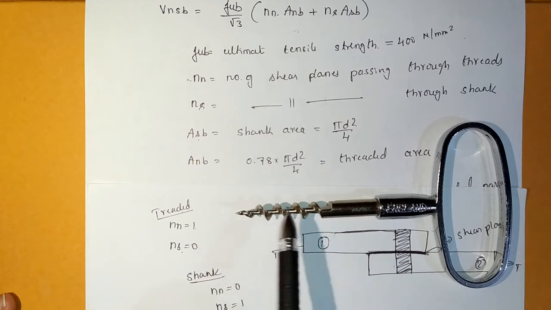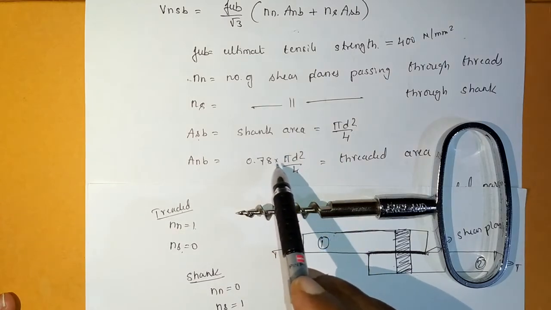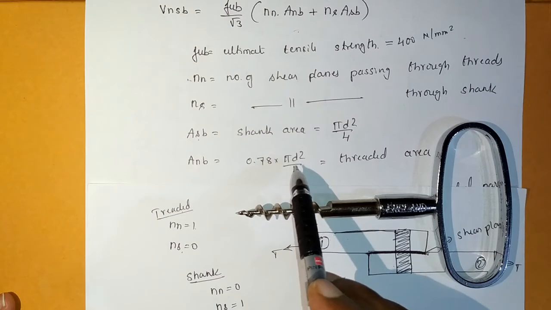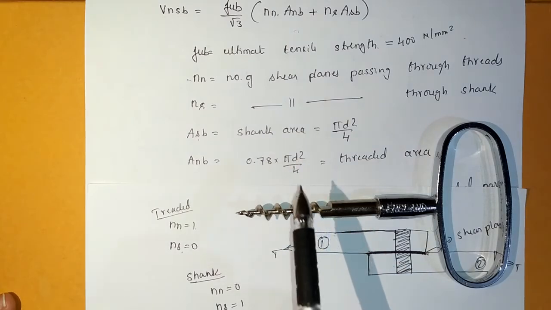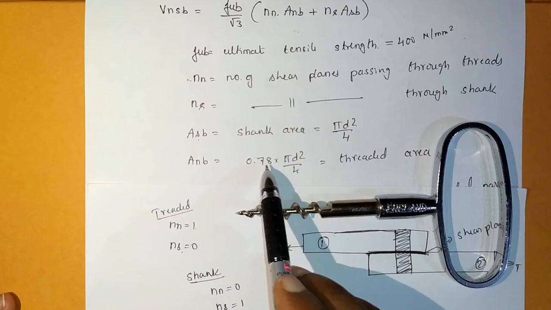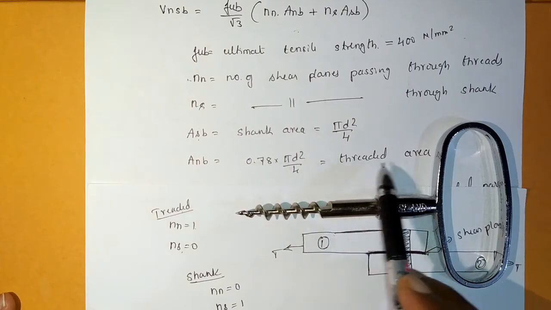For that one we have to use 78% of the whole area, 0.78 into pi d square by 4. For threaded part there is a reduction in area. That's why we are using this formula, 78% of pi d square by 4 for threaded area.